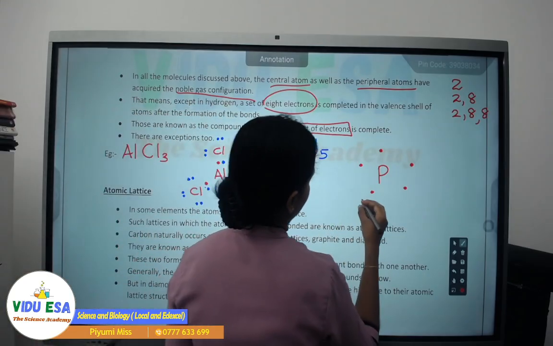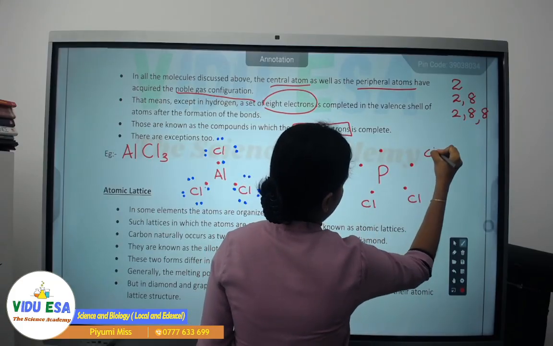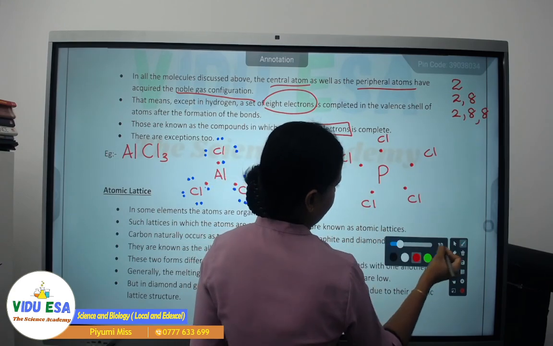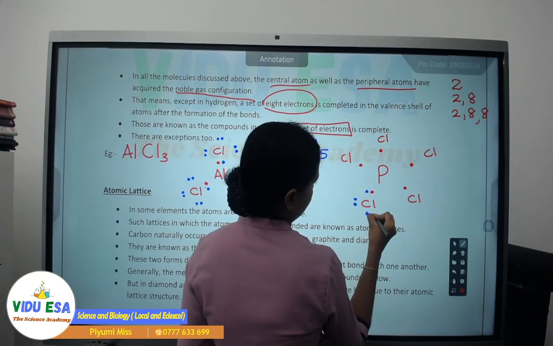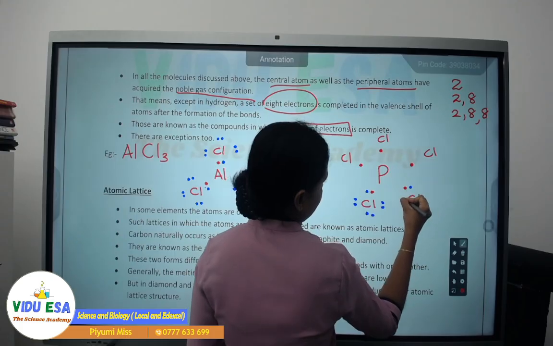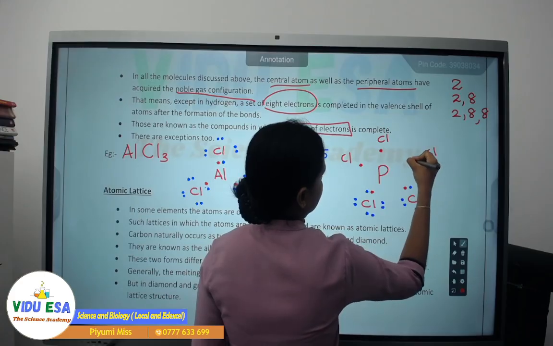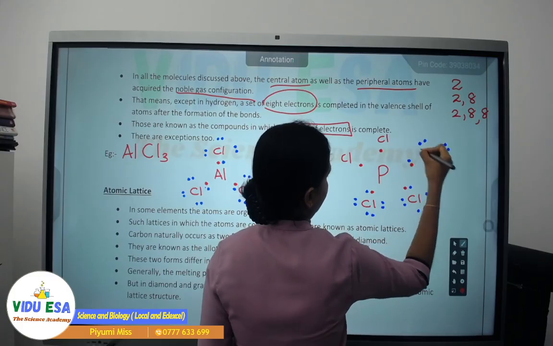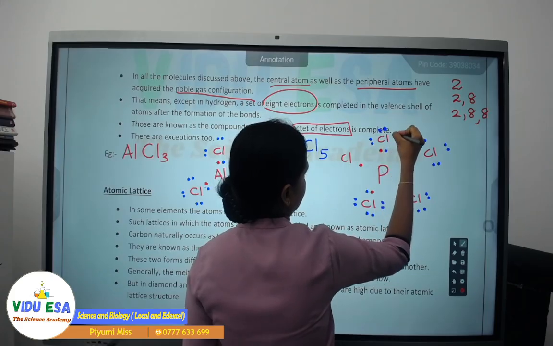So with 5 chlorine atoms, there isn't enough space either, right? Chlorine 5. Then each chlorine has 7 electrons. So 2, 4, 5, 7. Like this. So what happens? Chlorine gets the electron octet completed. Each chlorine atom gets the electron octet completed.